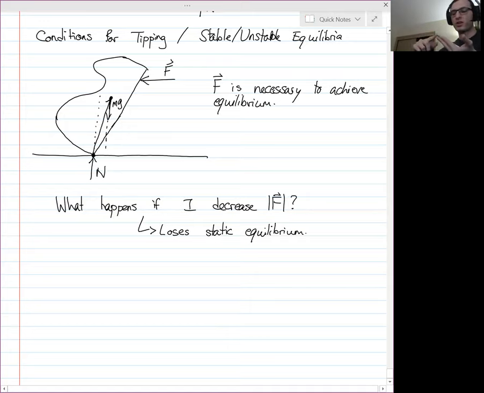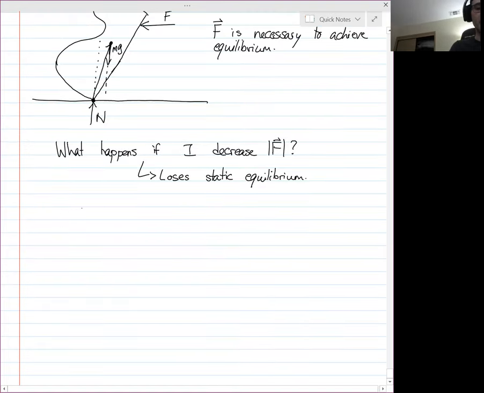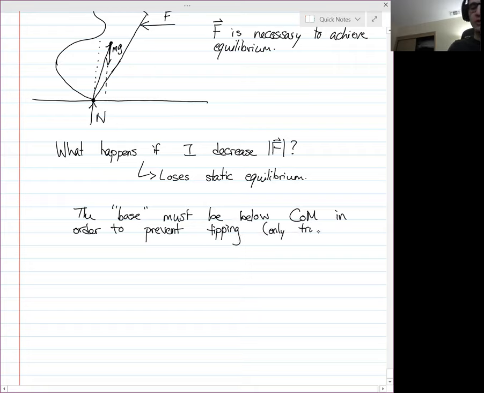Whereas by applying a force, which is what I'm doing with my fingers, I'm able to keep it in static equilibrium. But if I weaken the force by letting up a little bit, it'll fall. Or at least it'll change position until it gets to a new static equilibrium, which is what happens when I push it and pull it and so on. So the condition then is that the base, whatever is touching the ground, must be below the center of mass in order to prevent tipping. Now, obviously, this is only true when gravity is the only acting force. Well, gravity and the normal force.